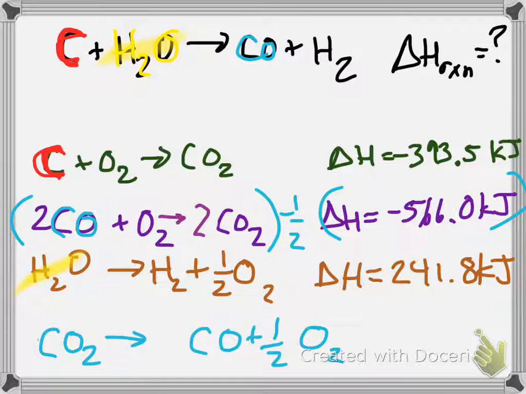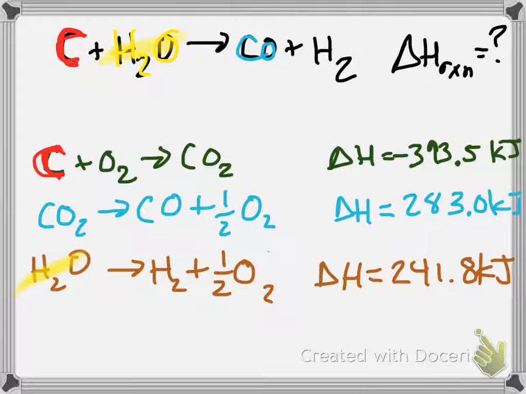So now our delta H is going to equal the positive, right? We've reversed it, so instead of releasing energy, it's now absorbing energy. And it's absorbing half that amount of energy because we have half the number of moles. So it's now 283.0 kilojoules. Okay, and let me just rewrite this.